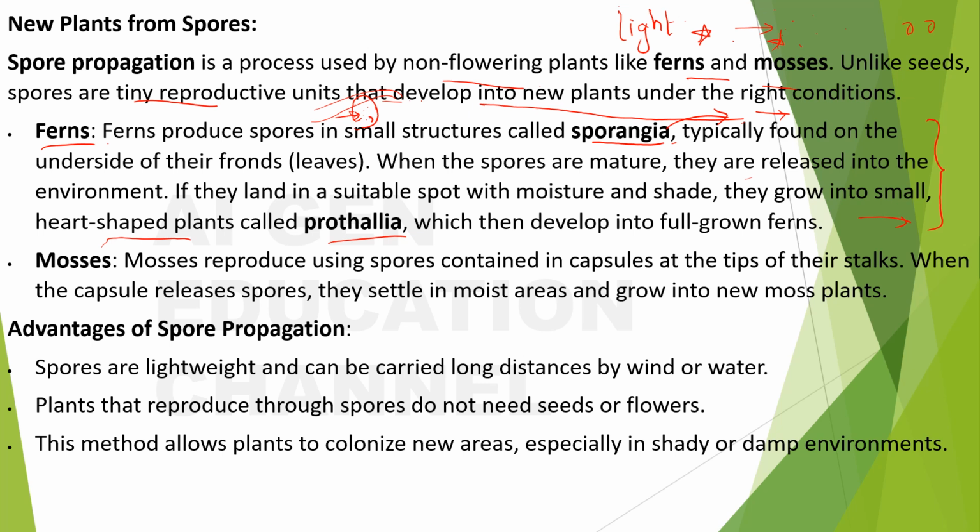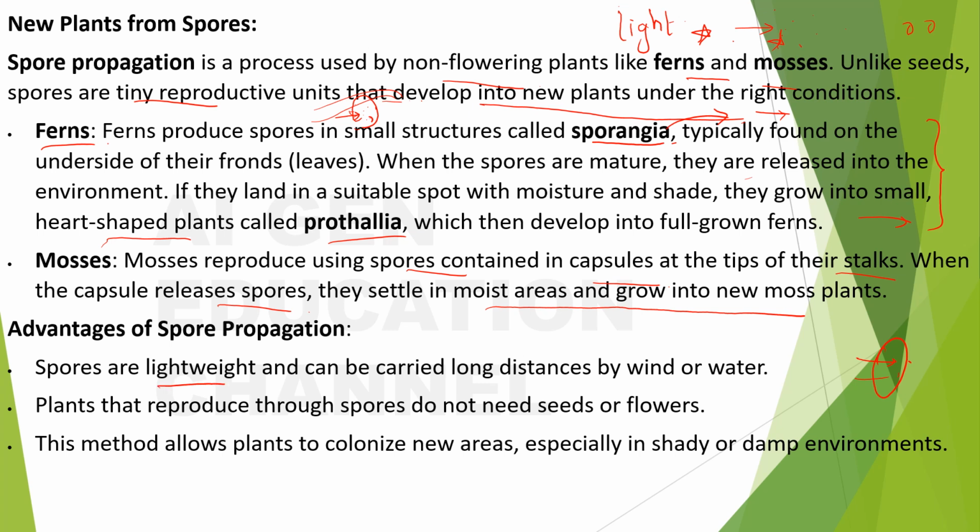Okay, mosses. Mosses reproduce using spores contained in capsules. You can find these in the capsules at the tips of their stalks. When the capsule releases the spores, they settle in moist areas and grow into new moss plants. Again, if they land in favorable conditions, then they will grow into new moss plants.